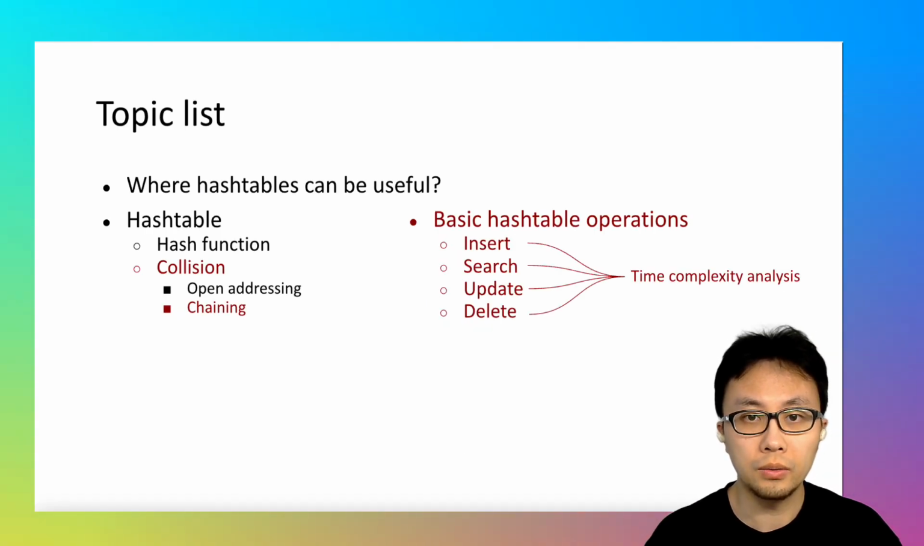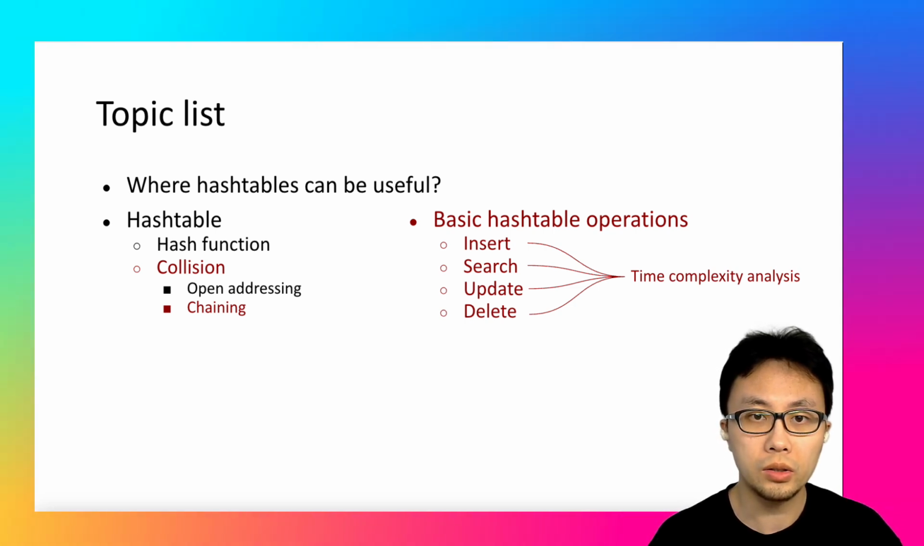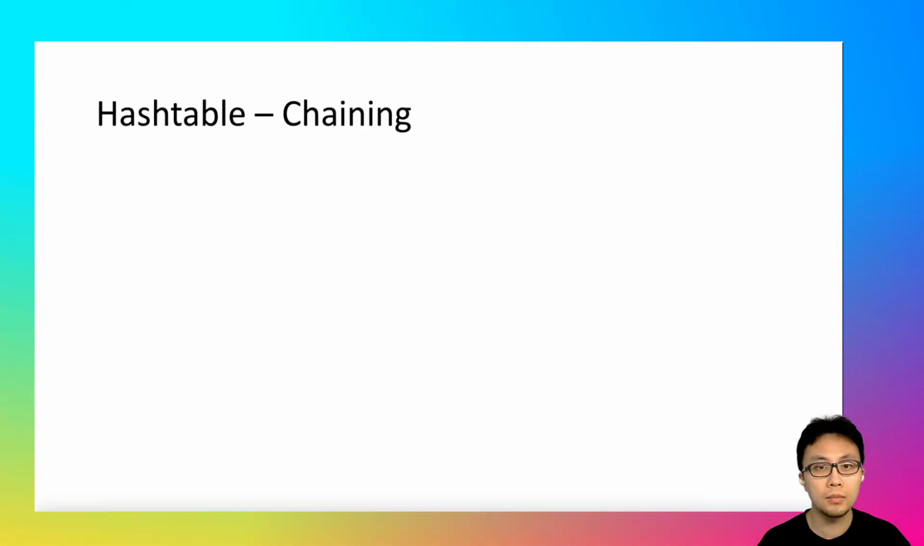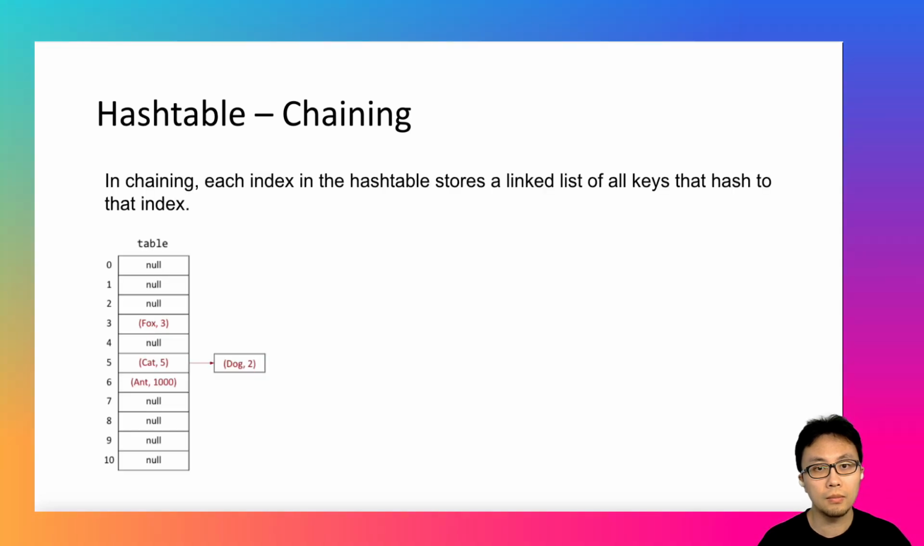In this video, we will dive into one way to handle the collision issues in storing data into a hash table, which is called chaining. And we will use it to implement the basic hash table operations. So what's chaining? Chaining is a solution to handle the potential collision issues in storing data into a hash table.